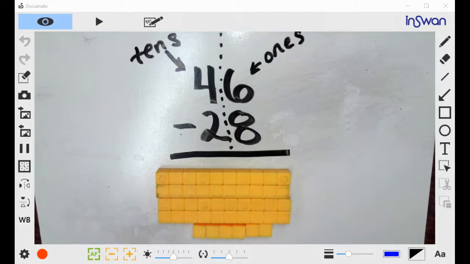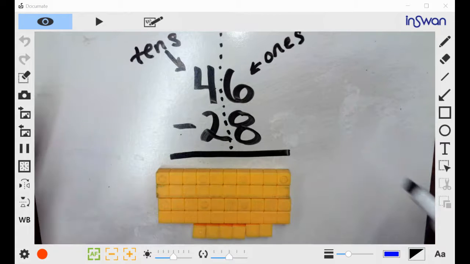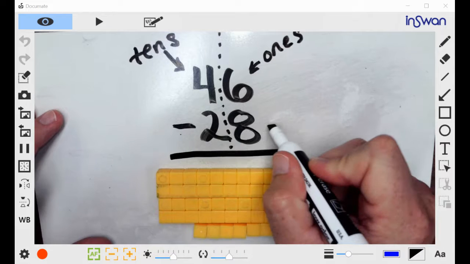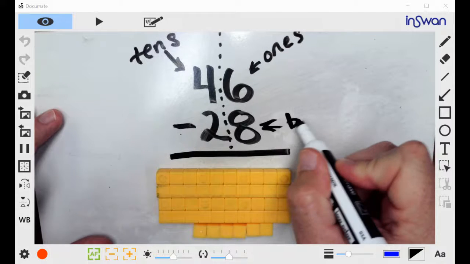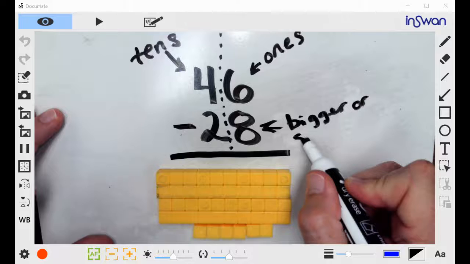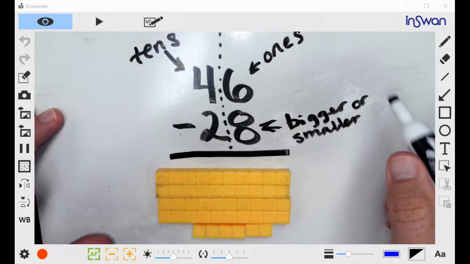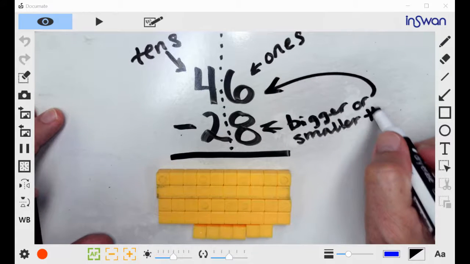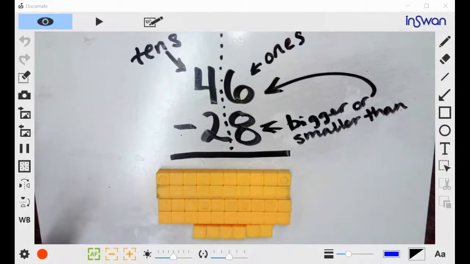So the first thing I do when looking at a subtraction problem is I look at the ones place. And I ask myself, is this number bigger or smaller than this one? If the answer is that this number is bigger, I'm going to think to myself, well, if that's bigger, I know that I am going to have to do a regroup.